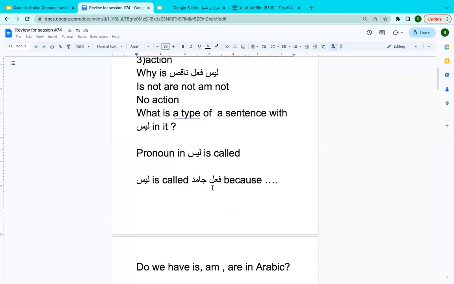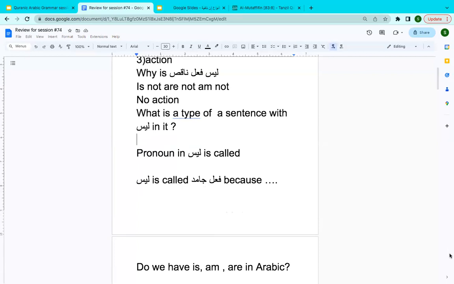Okay, so laysa is called fail jamid. So I have a reason there. Why is it going to be jamid? It's fixed, frozen, only seen in a laysa form. Do you know why it is called jamid? If you see in your slides, I have written it next to it. It's only available in madi form, okay? It's only available in madi form. There is no mudare, there is no amr for it.